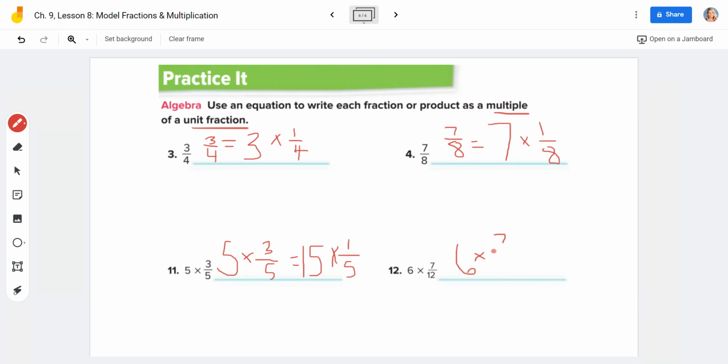So let's look at this one. 6 times 7/12 is going to be, 6 times 7 is 42 times 1/12. So there we go. There are our equations as multiples of unit fractions and our products as multiples of unit fractions. I hope this has helped. If not, let me know and I will help you more.